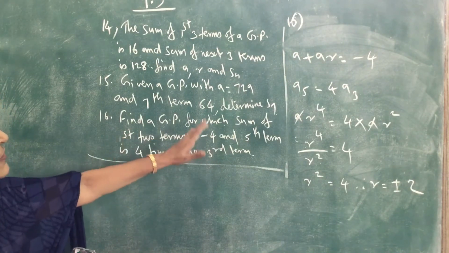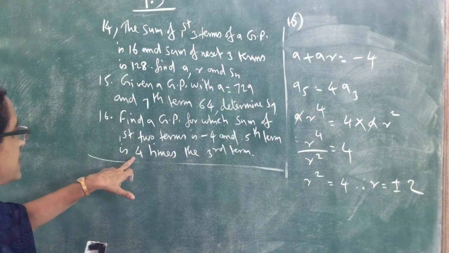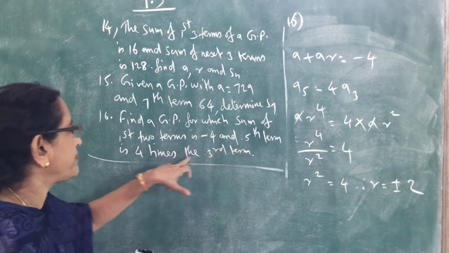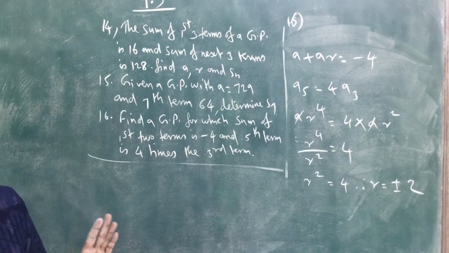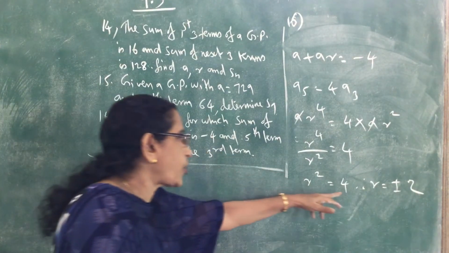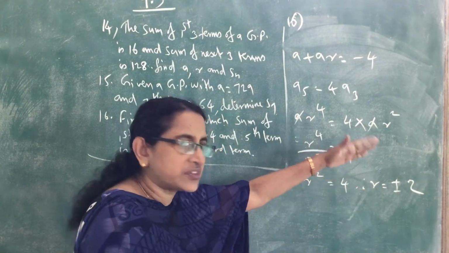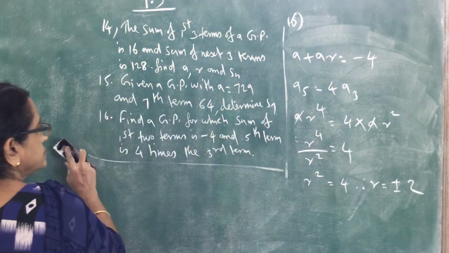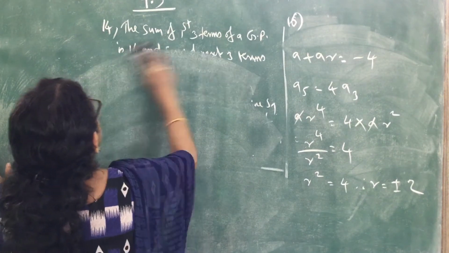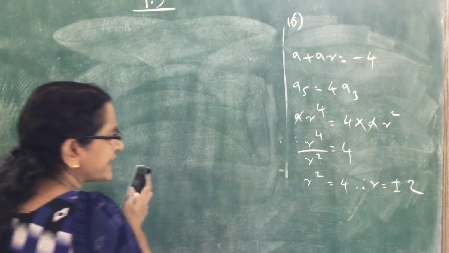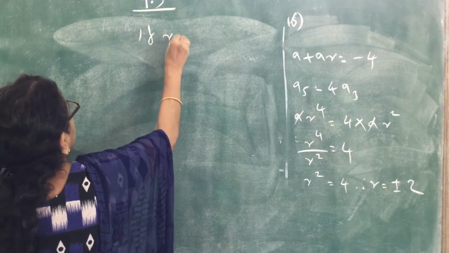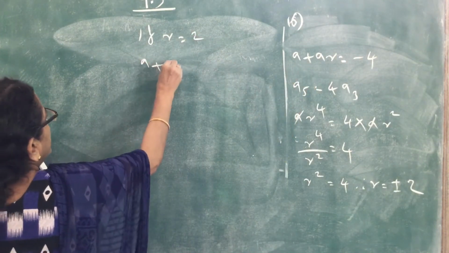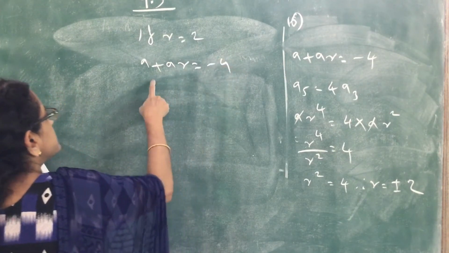Here the question is to find a GP. So we have to find the first term and common ratio. Here we got the common ratio. Now we can consider both values of R and find A in each case. Then we can find the GP. So consider each case. If R equal to positive 2, substitute in this equation A plus AR equal to negative 4.